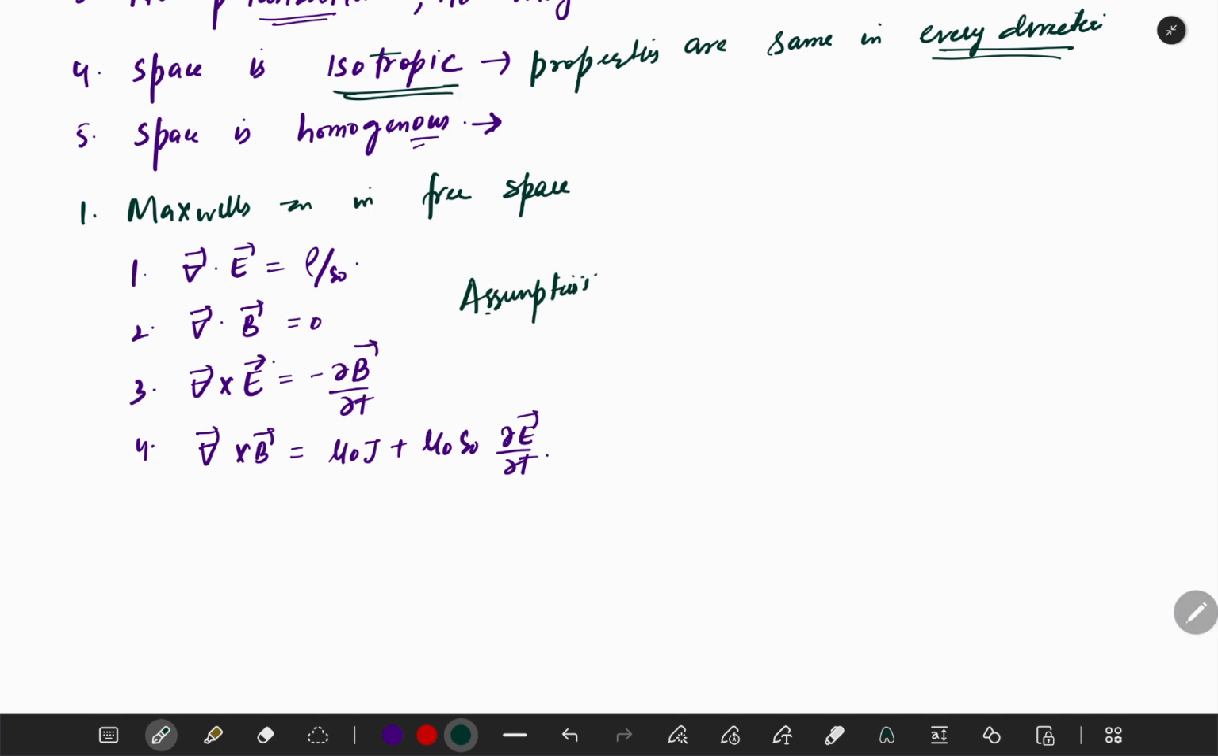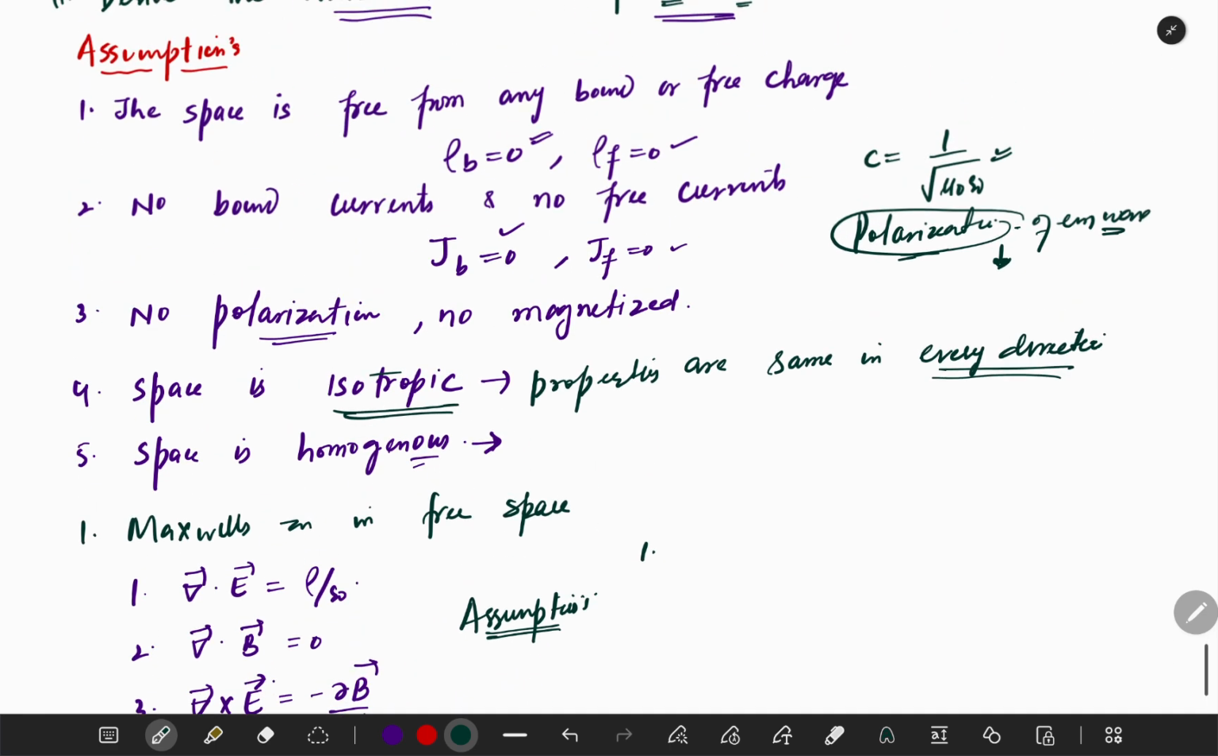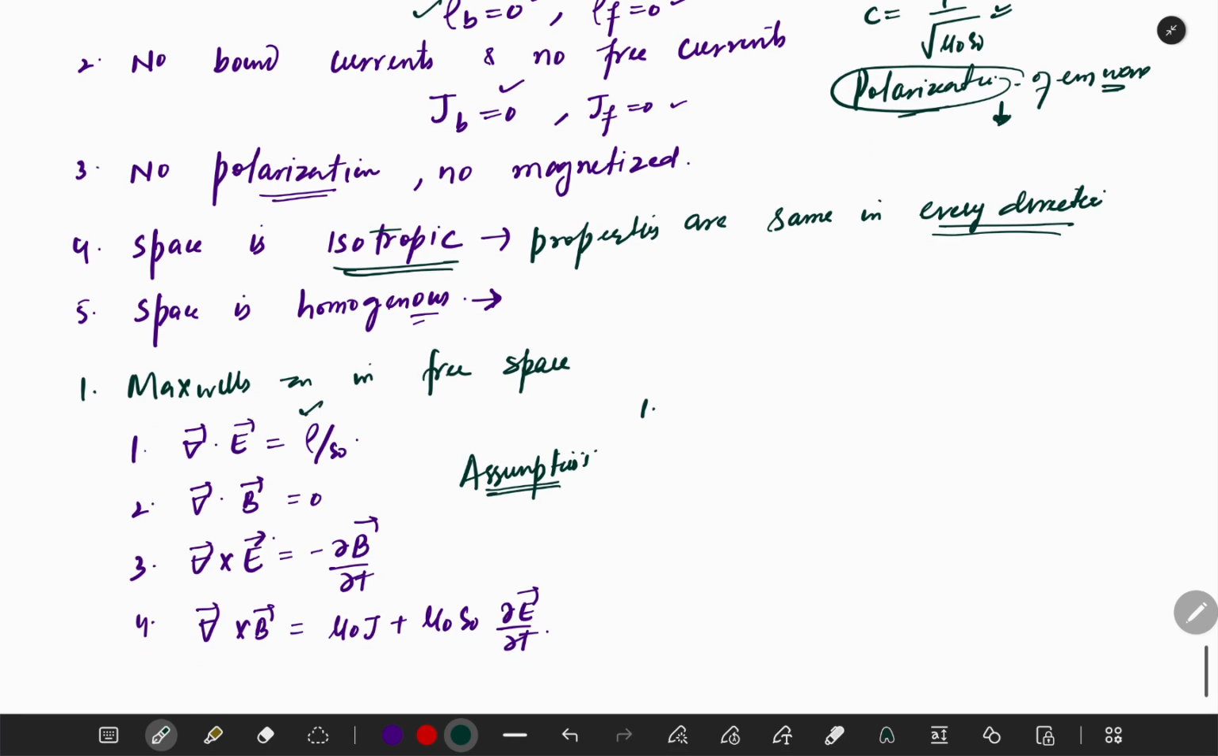And let's see how they get transformed. First one, since the assumption is both rho bound and rho free are equal to 0, this rho becomes 0. The first becomes del dot E equals 0. Second, del dot B equals 0. Nothing happens to this equation, it remains as it is.